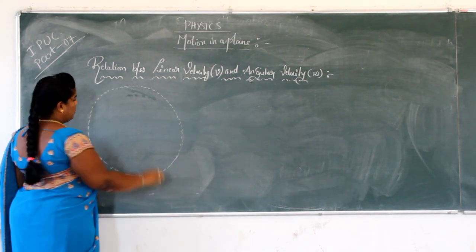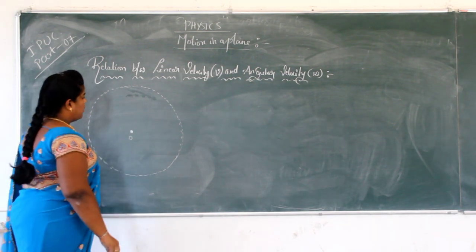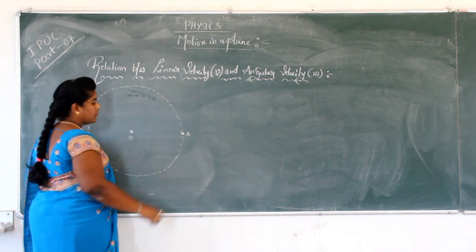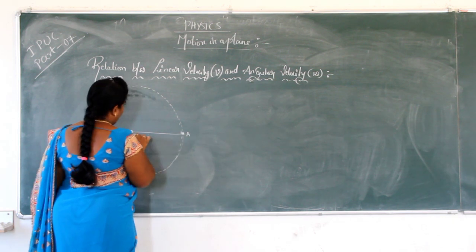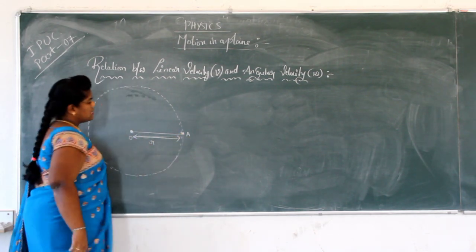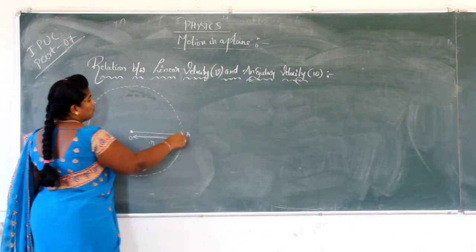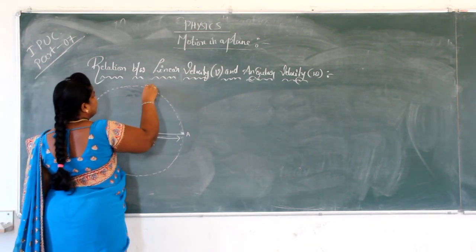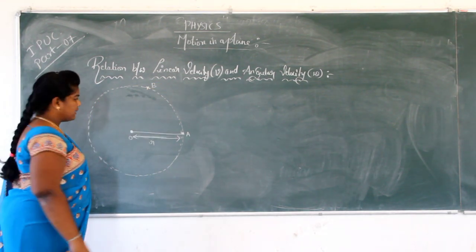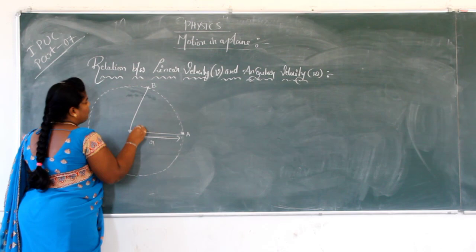Now this is the center of the circular path, call it O. Now assume that the particle started its journey at point A, whereas R is the radius of the circle. Now the particle starts moving from point A to point B. It starts from point A and moves to point B. So from where to where did the particle move? From point A to point B.